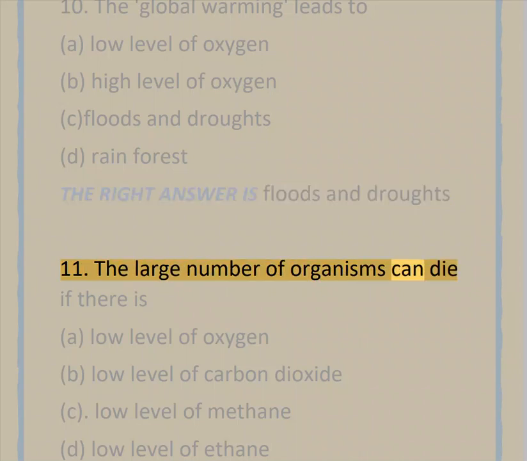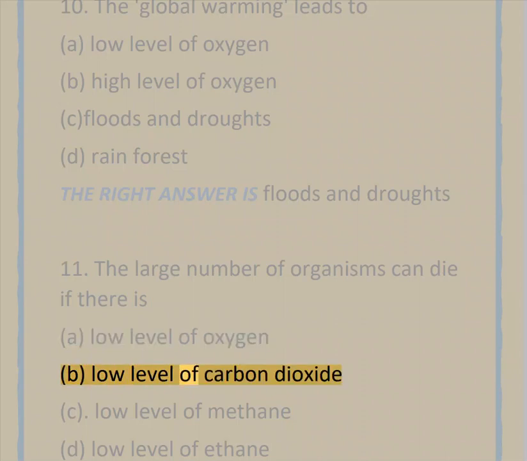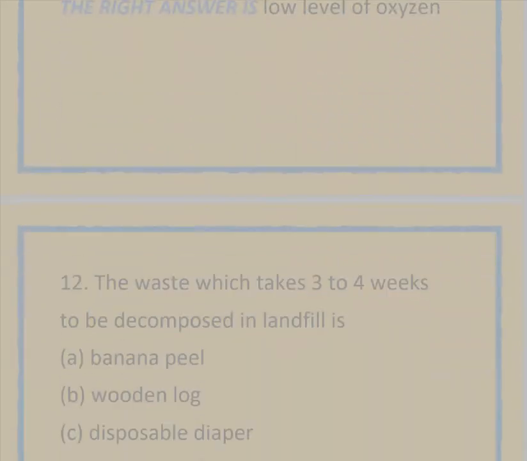11. The large number of organisms can die if there is A. Low level of oxygen. B. Low level of carbon dioxide. C. Low level of methane. D. Low level of ethane. The right answer is low level of oxygen.